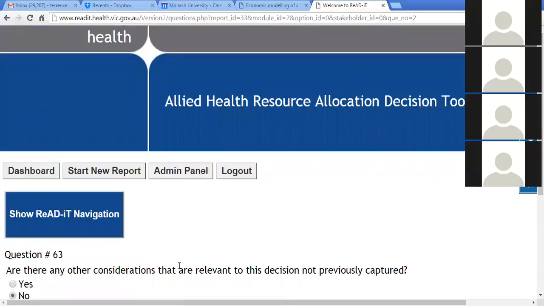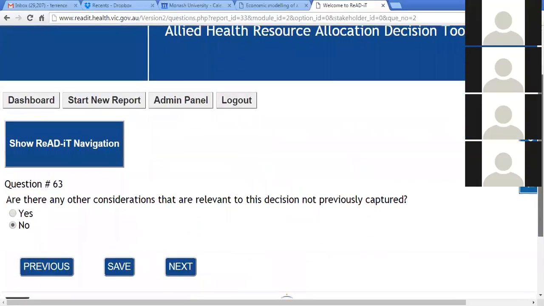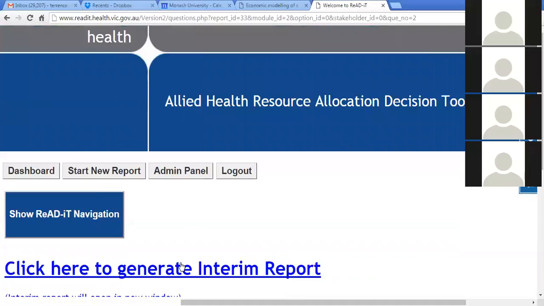Then question 63: are there any other considerations that are relevant to this decision that haven't already been captured? So this is the speak now or forever hold your peace question, to enter in any additional details that haven't already been captured of importance to this decision. If you say yes, then an open text box will open up and you can write those details in. I'm saying no. And we get to the interim report.